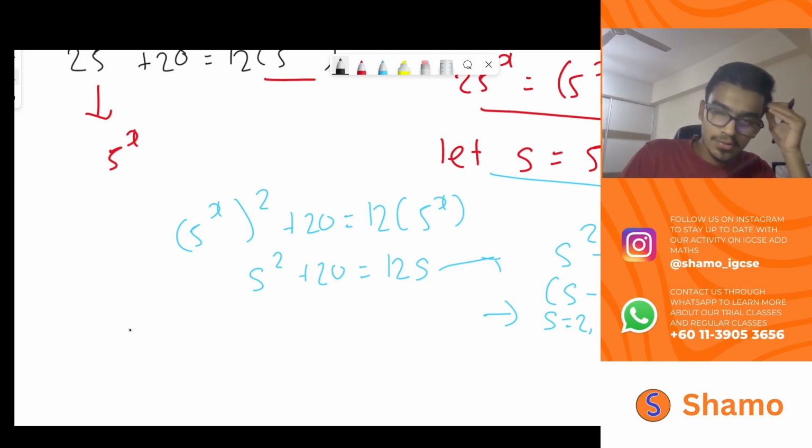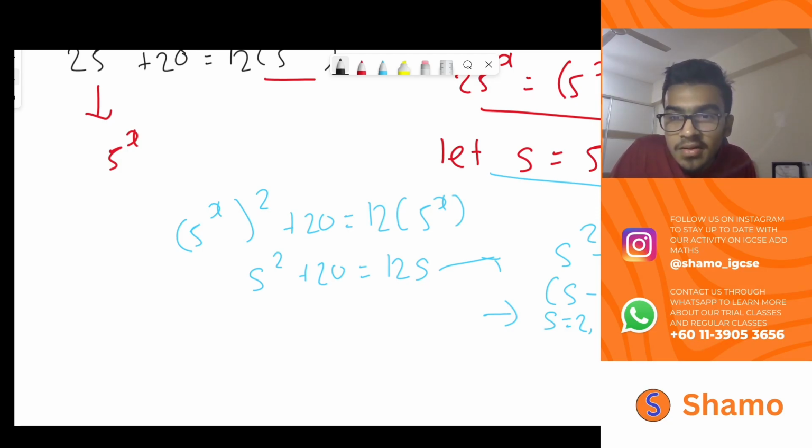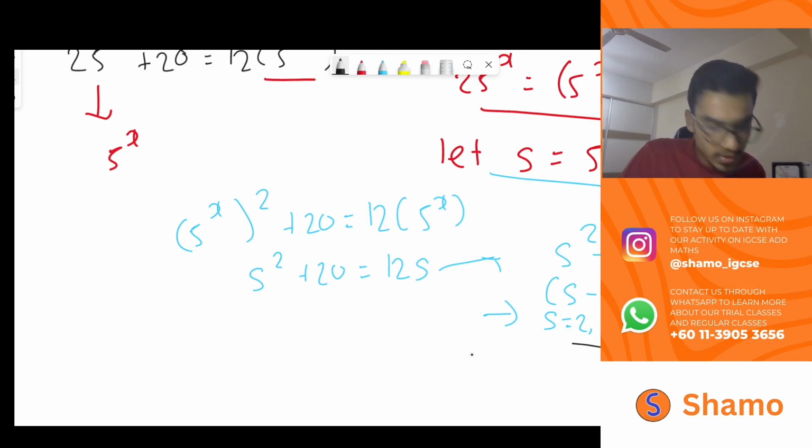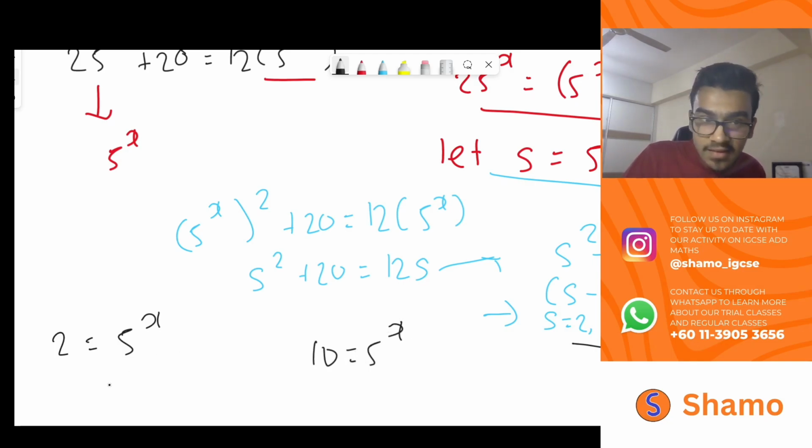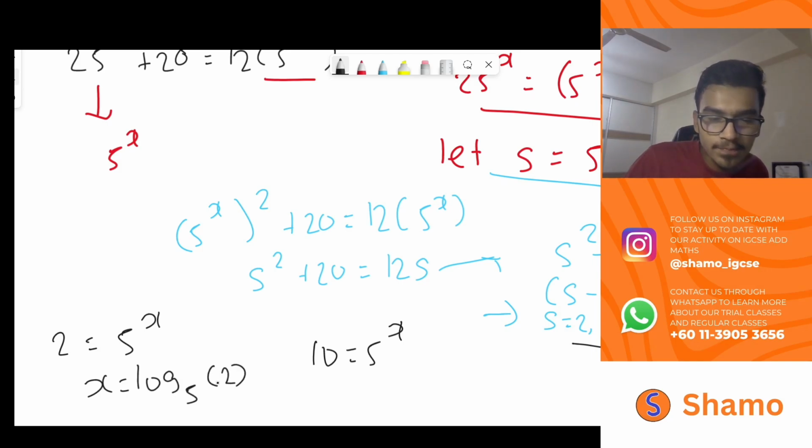So you'll be like, oh no, we have it for s. How can we find it for x? Remember, we defined s is equal to 5 power x. So if s is 2 and s is 10, it means 2 is equal to 5 power x and 10 is equal to 5 power x. Isn't it? So now we could do simple logarithms. x is equal to log base 5 2 and x is equal to log base 10 5.